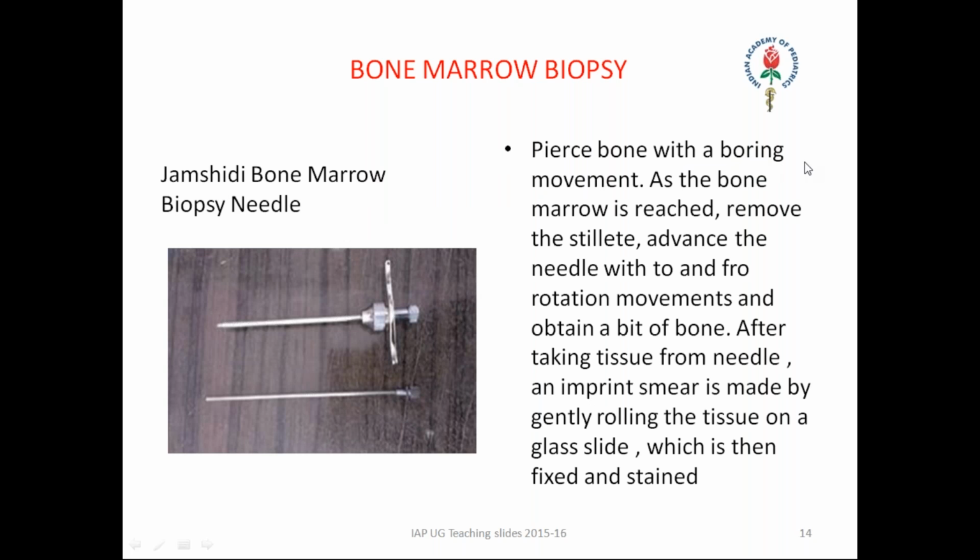Pierce the bone with a boring movement. As the bone marrow is reached, remove the stylet and advance the needle. To-and-fro movement should be given, and obtain a bit of bone marrow. After taking the tissue from the needle, an imprint smear is made by gently rolling the tissue on a glass slide, which is then fixed and stained.